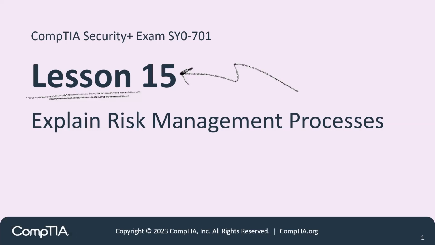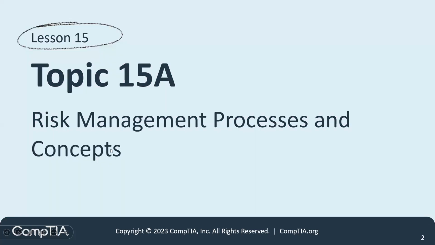Okay, so we're in lesson 15 of the CompTIA Security Plus certification exam. So this is explain risk management processes. When we're looking at risks, we're looking at the likelihood of occurrence of something bad. How do we understand the different types of risks? What do we do when we have risks?